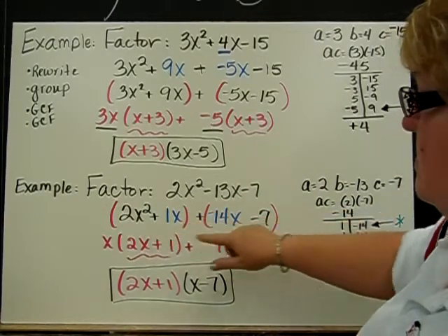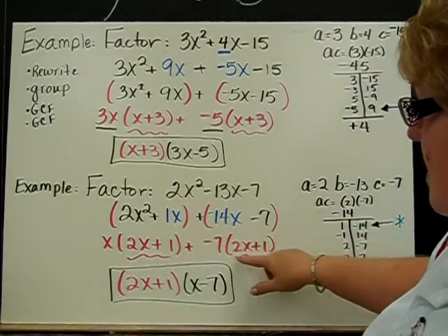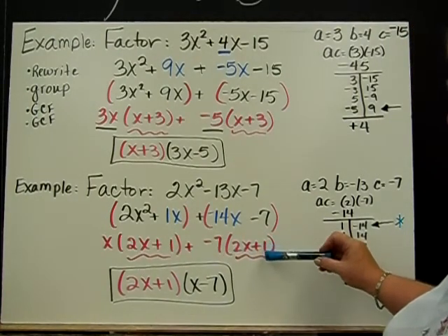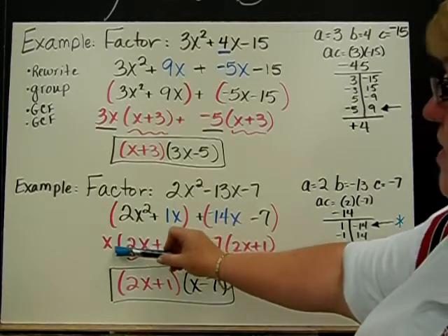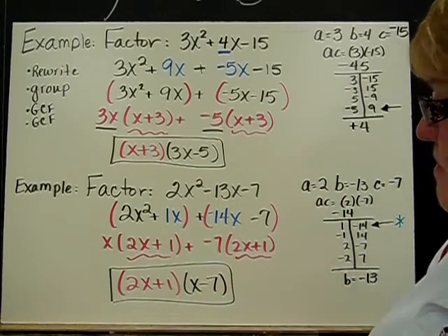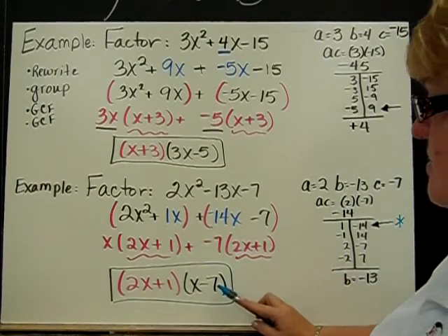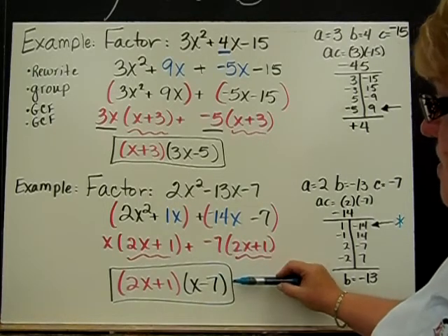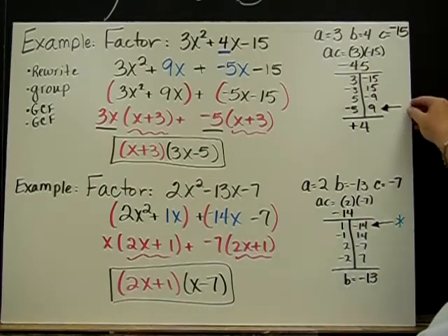Group the first two terms, group the last two terms. In these two we can factor out an x. In this one we factor out a negative 7. The expression in the parentheses is the same. So we have 2x plus 1 times our x minus 7. And all of these you can check by multiplying this back out. 2x times x, 2x times negative 7, 1 times x, and 1 times negative 7. And if you multiply this back out, you will get the polynomial up here that we started with.